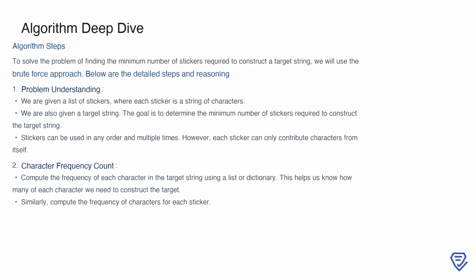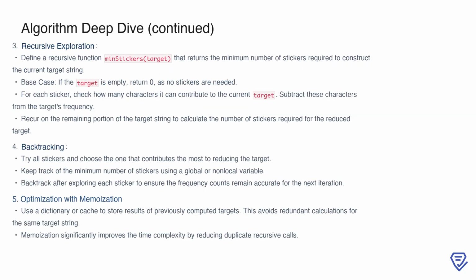This means it's important to carefully manage how we use the characters in the stickers to satisfy the character requirements of the target. To get started, we compute the frequency of each character in the target string. This helps us quantify exactly how many of each character we need. Similarly, we compute the frequency of characters for each sticker. By analyzing these frequencies, we can begin to assess which stickers are most useful for reducing the target string step by step.